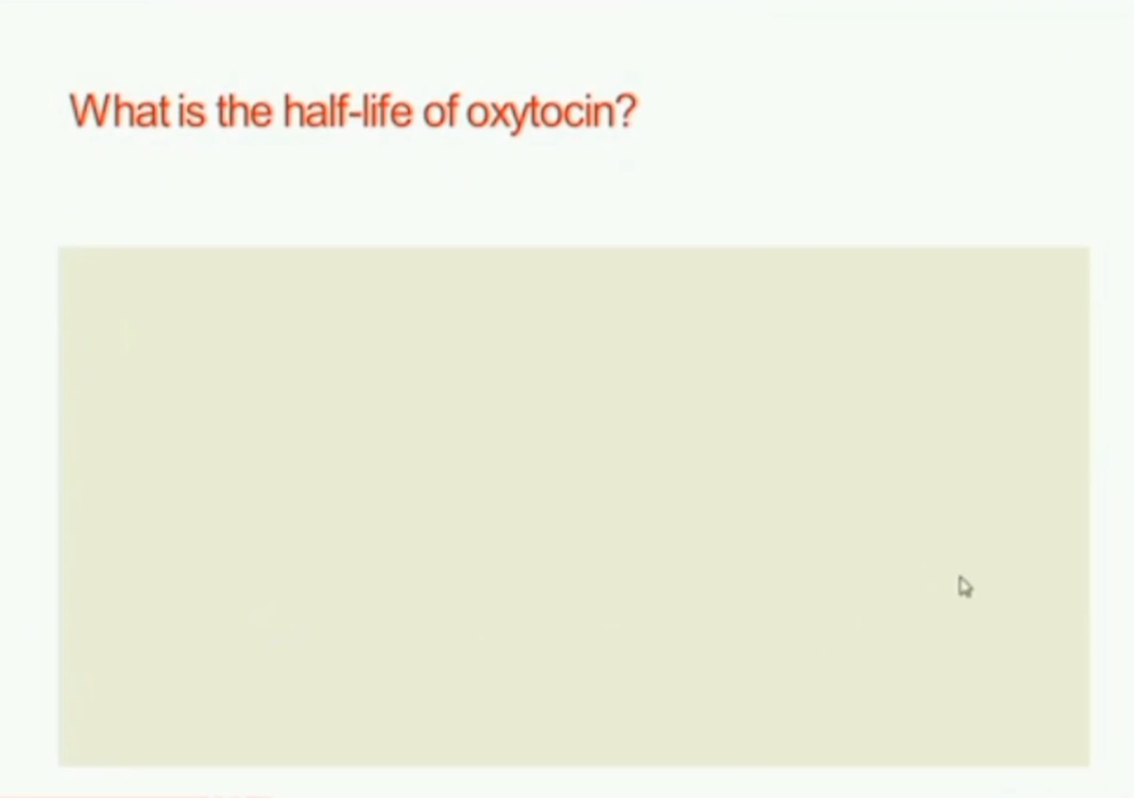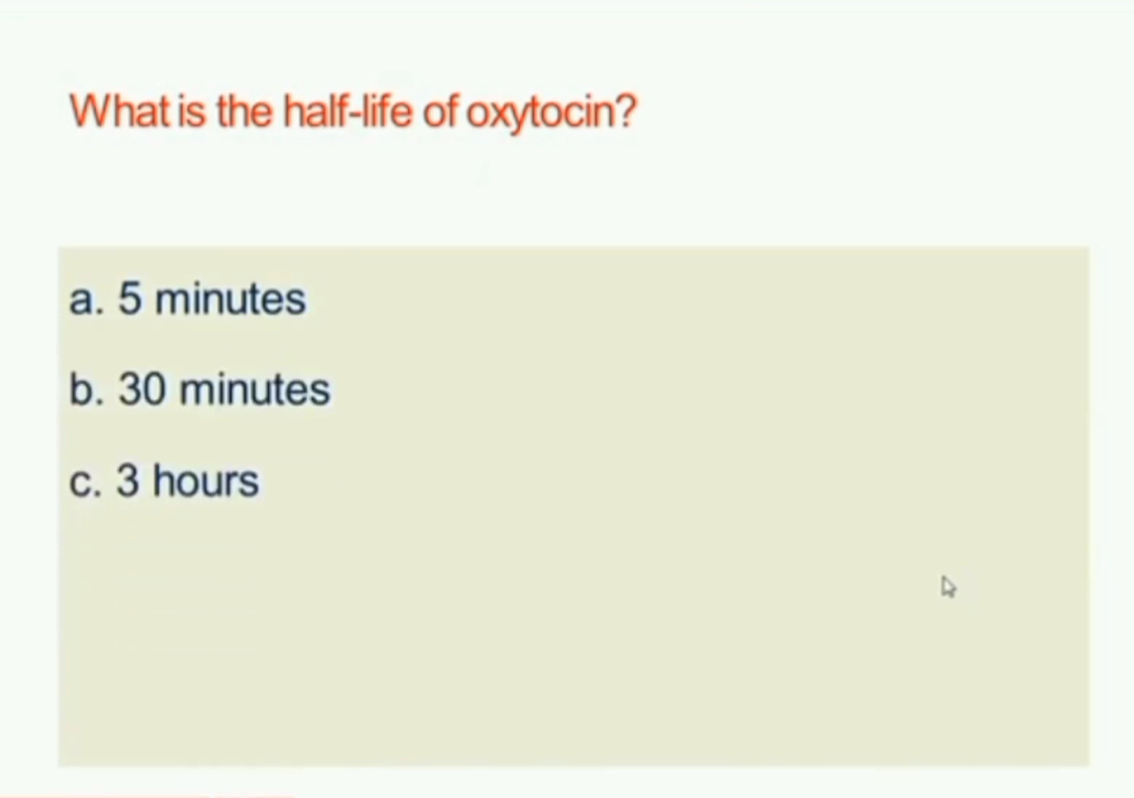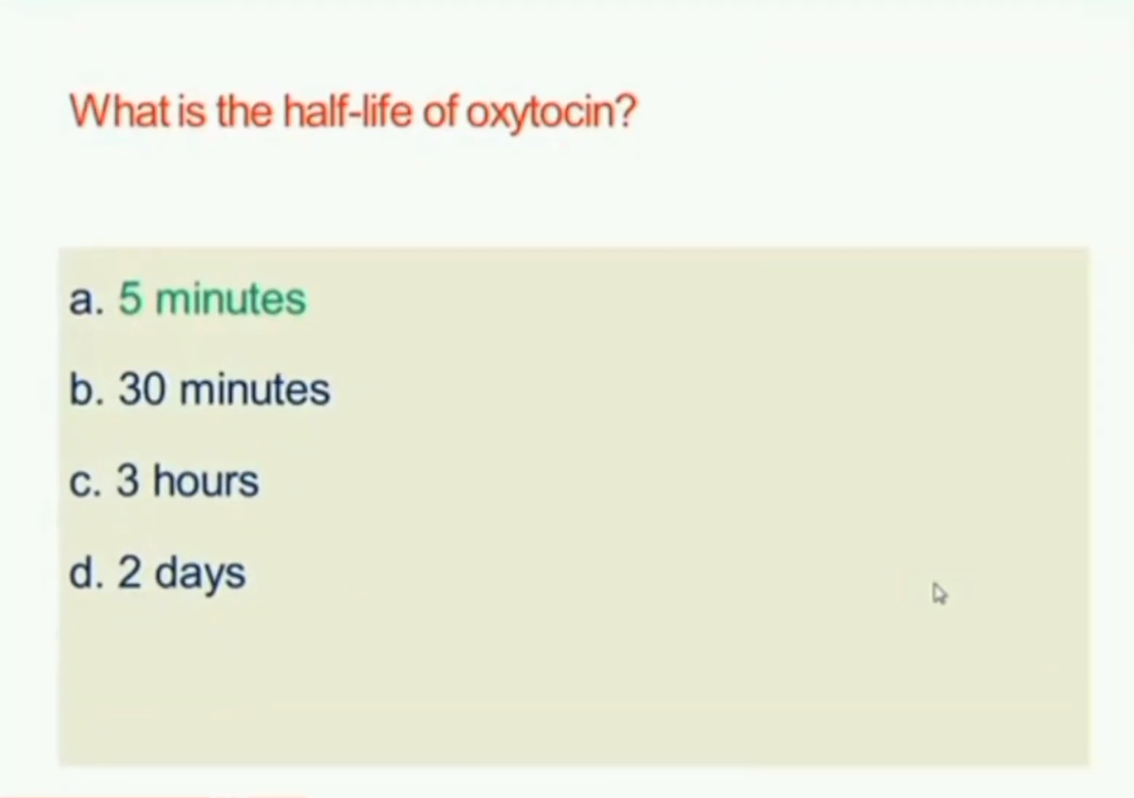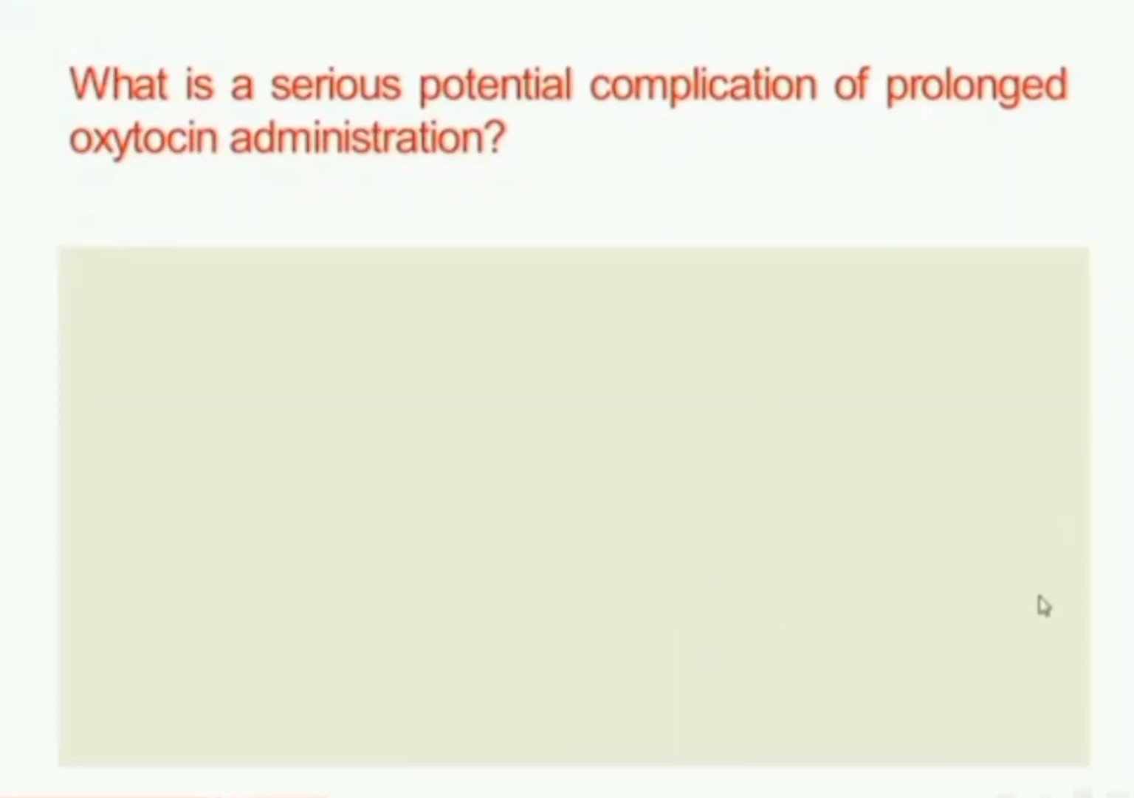Now, what is the half-life of oxytocin? You know that the half-life of oxytocin is very short. That is why it is given in case of augmentation. The options are 5 minutes, 30 minutes, 3 hours, or 2 days. As I've told you that the half-life of oxytocin is short, it's actually 5 minutes. That is why we can easily titrate the dose of oxytocin, because the half-life is short and it's easily removed.